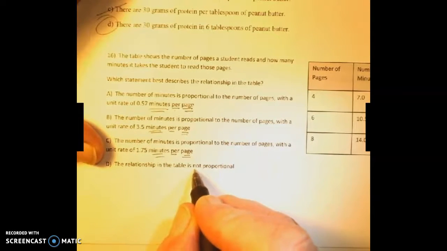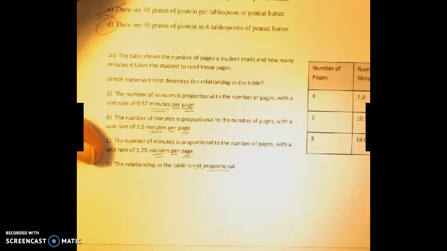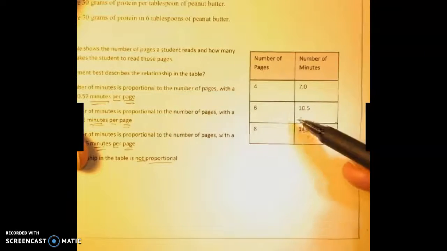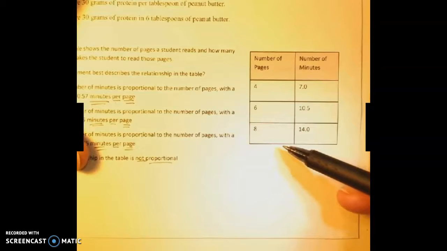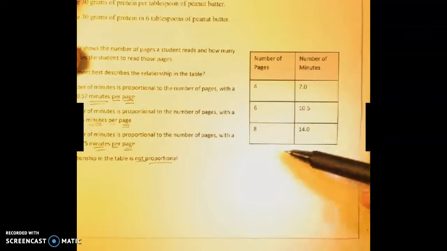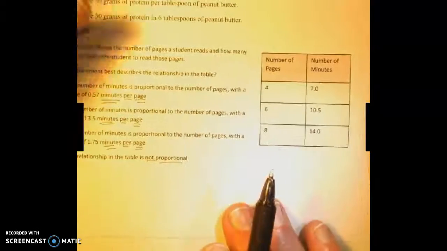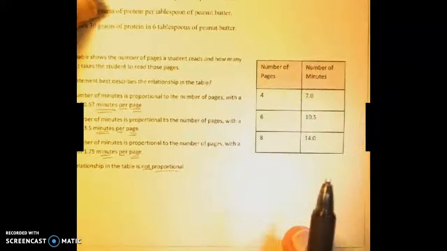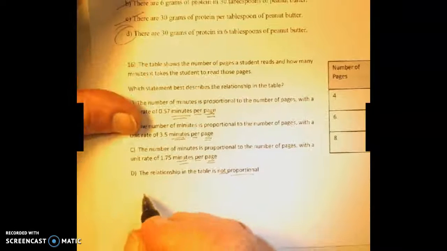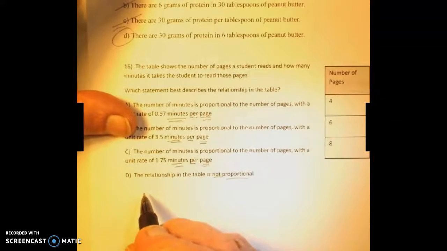And the last one is the data could be that it's not proportional. Remember, if just one of these is not like the others, is not equivalent to the others, then this is not proportional. So we really need to do the unit rates from each one of these. And again, it's minutes per page. We're going to do minutes over pages.